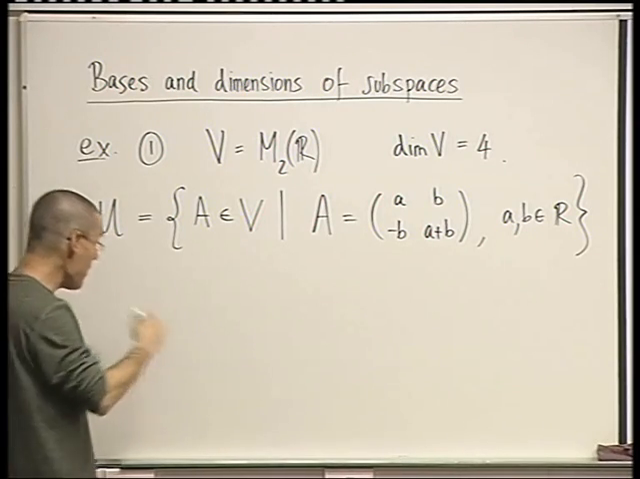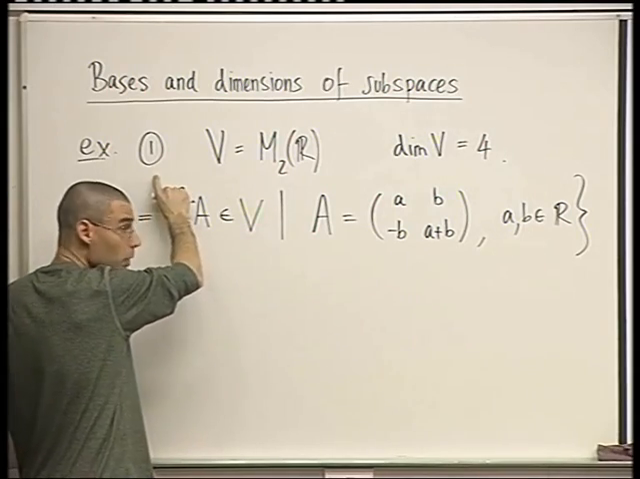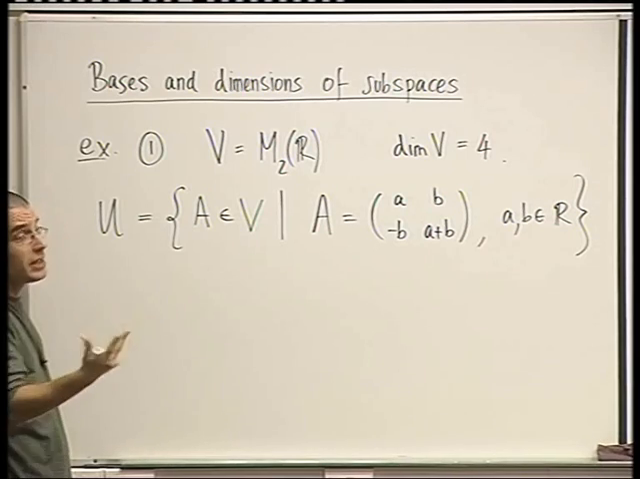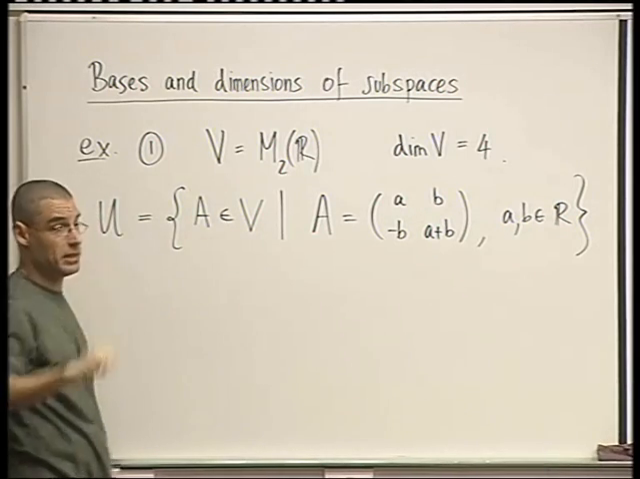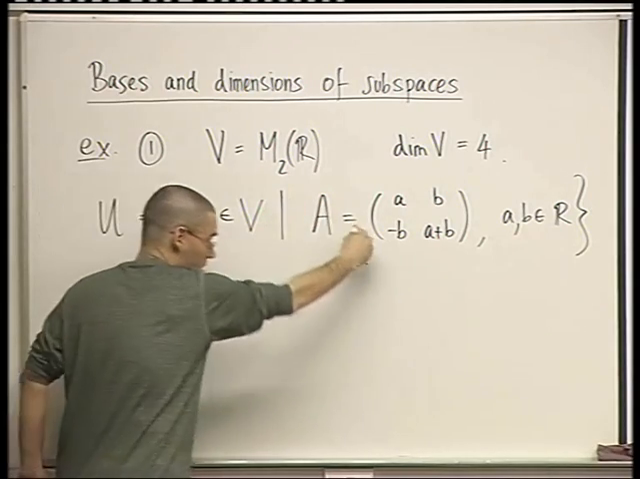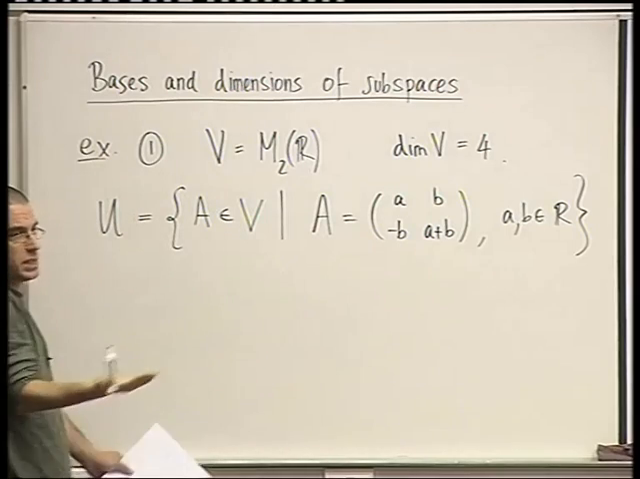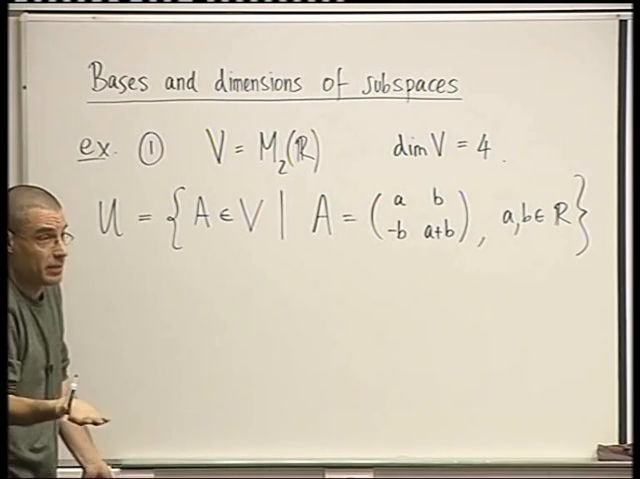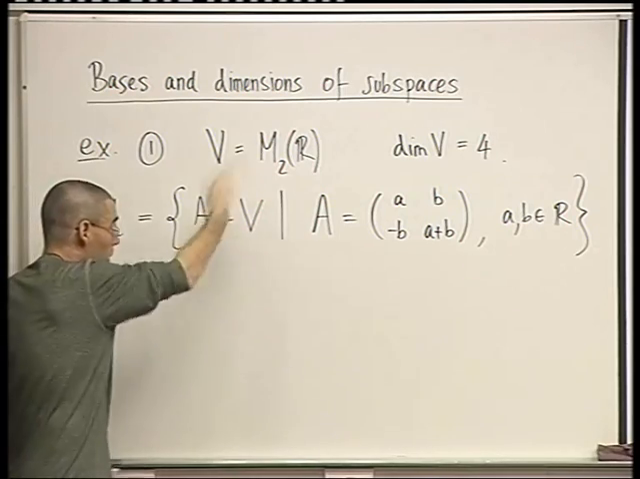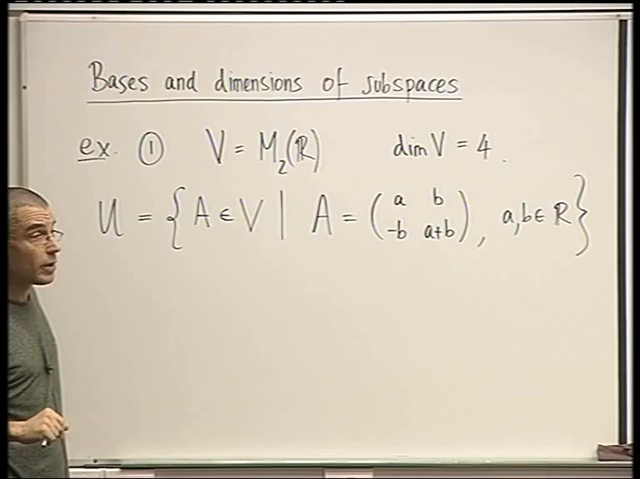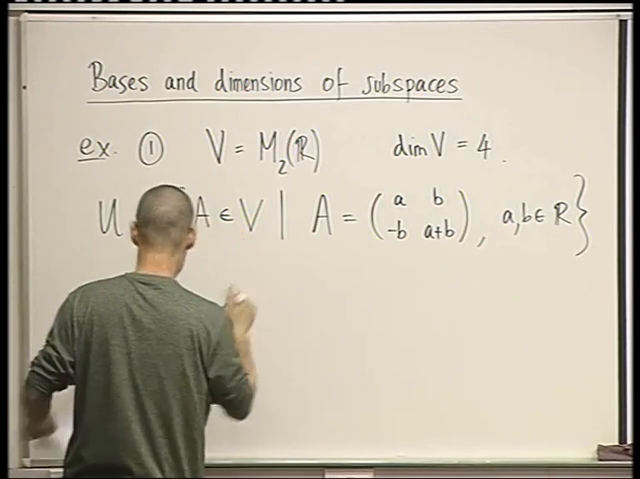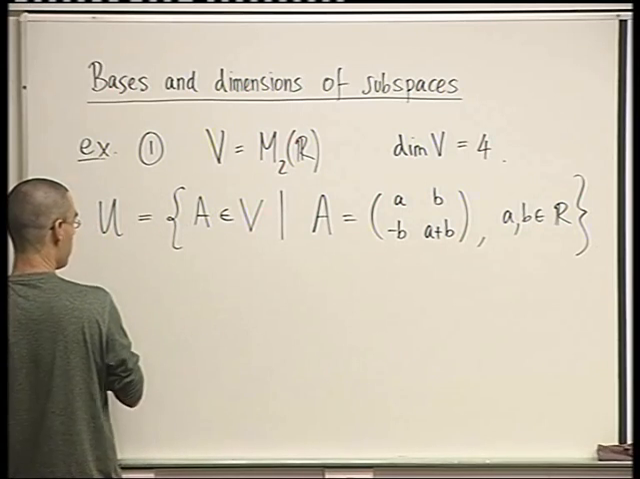I'm emphasizing this because in example 2, we're going to define a subspace in a different way, which is unique to subspaces and cannot be done for subsets. So is it clear that defining by listing some restrictions is good for any set, not necessarily a subspace? We didn't use the fact that we're living in a vector space to do this. Good? Okay, so here's a spanning set for U.